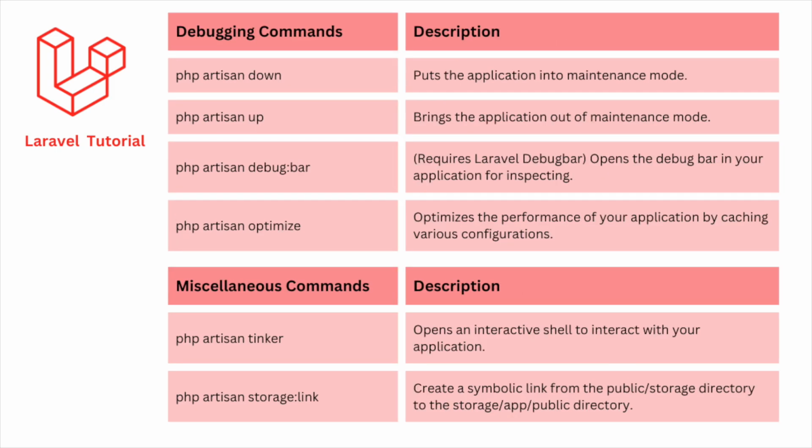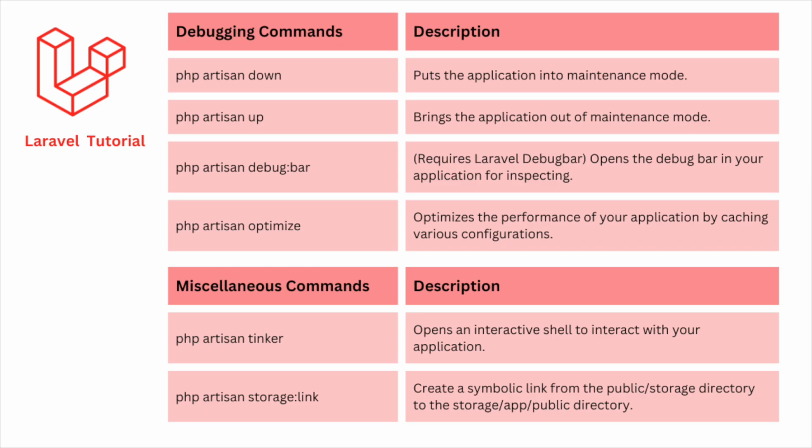Now let's see some debugging commands in Laravel. Next is php artisan down. You can put the application into maintenance mode using this, and php artisan up to make it live again. Next is debug bar. Using this you can open the debugging bar in your application for inspecting. Now next is optimize. This will optimize the performance of your application by caching various configurations. It will compile commonly used class files and cache them.